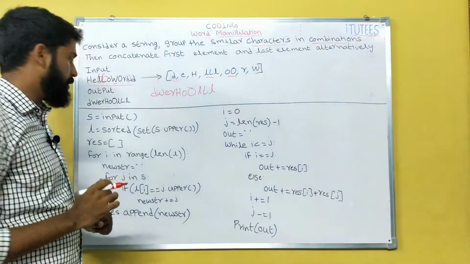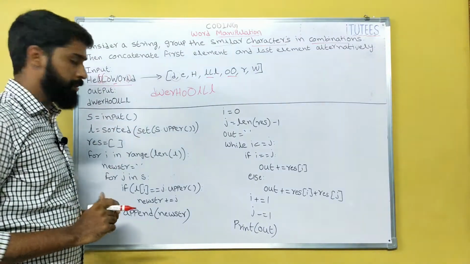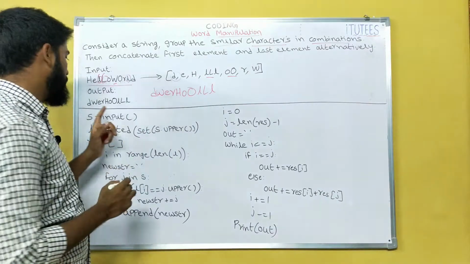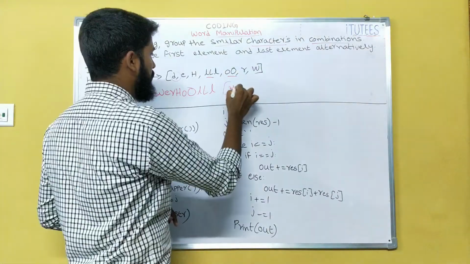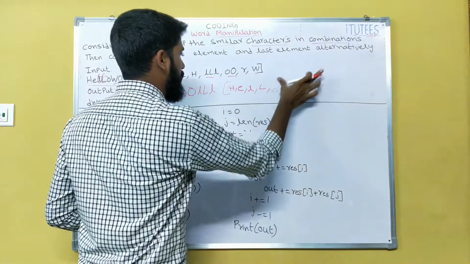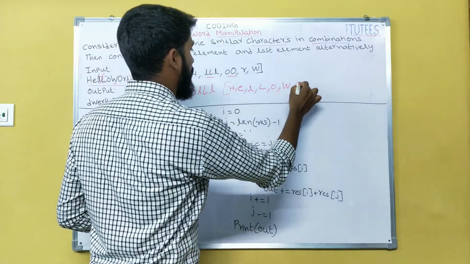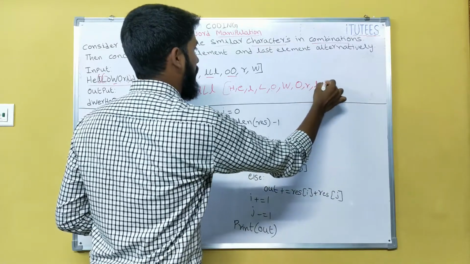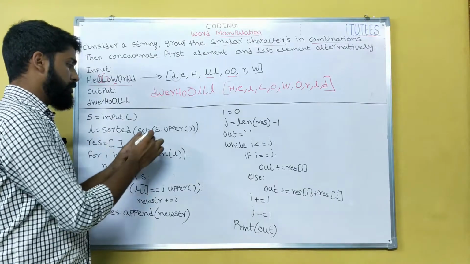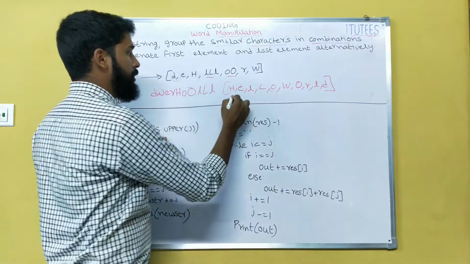Now we can solve this problem. What is the input? That is a string. So S equals input. Next, L equals sorted of set of S dot upper. What is the S here? H, E, L, capital L, small l, o, capital W, capital O, R, L, D. So this is the S. L equals S dot upper, that means all the characters are converted into upper case.